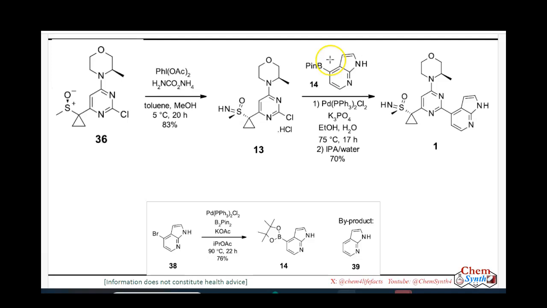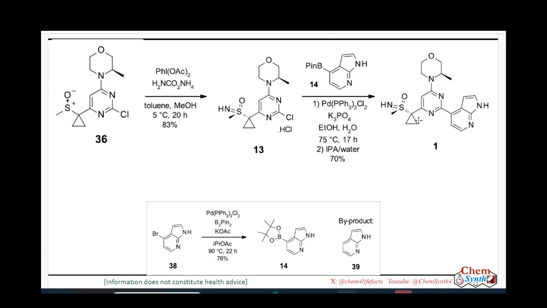And then they introduced this boronic ester. That boronic ester was synthesized from the bromo derivative of this heterocyclic molecule in the presence of a palladium catalyst, and B2Pin2 was used as the boron source. Isopropyl acetate was used as the solvent. Here the byproduct was this dehalogenated product, but they controlled that by using potassium acetate, and this boronate ester reacted with this chloropyrimidine in the presence of a palladium catalyst to get the final product.